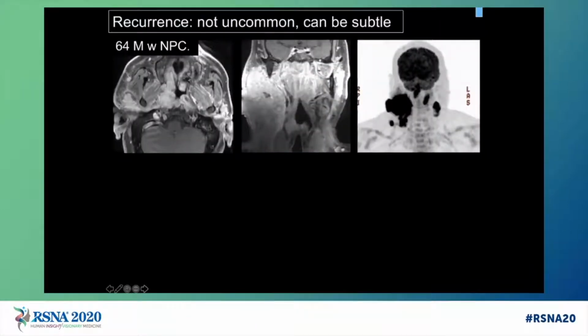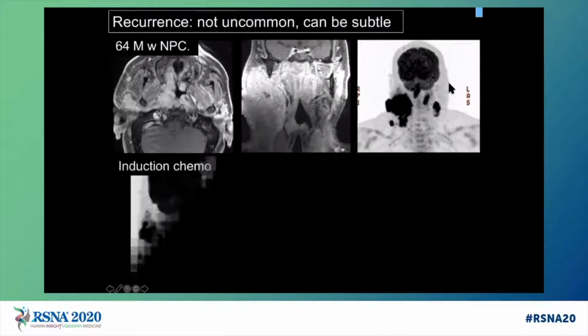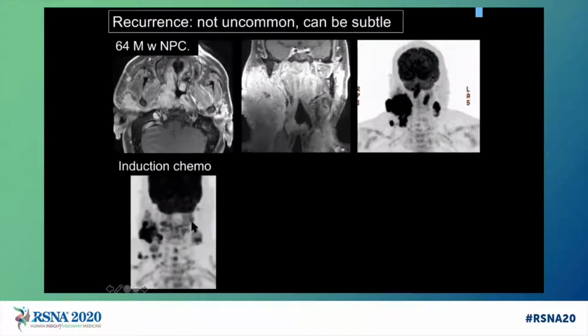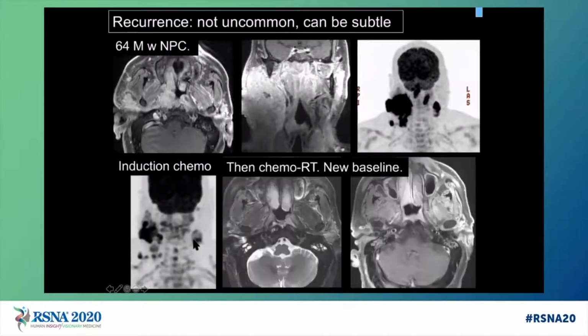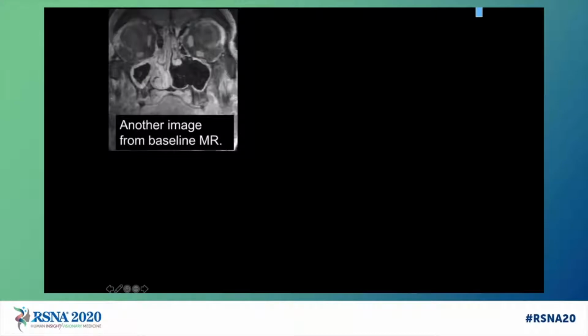Now, recurrence is not uncommon and can be subtle. Here's a patient with a large primary tumor, bulky adenopathy, extensive disease on PET. After induction chemo, he's looking somewhat better, and after consolidative chemoradiation therapy, the patient is looking much better. Here's another image from that baseline exam.